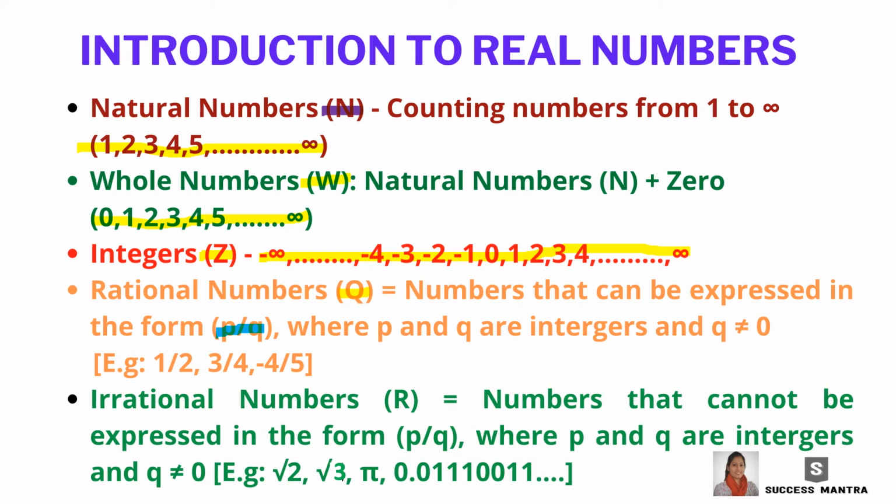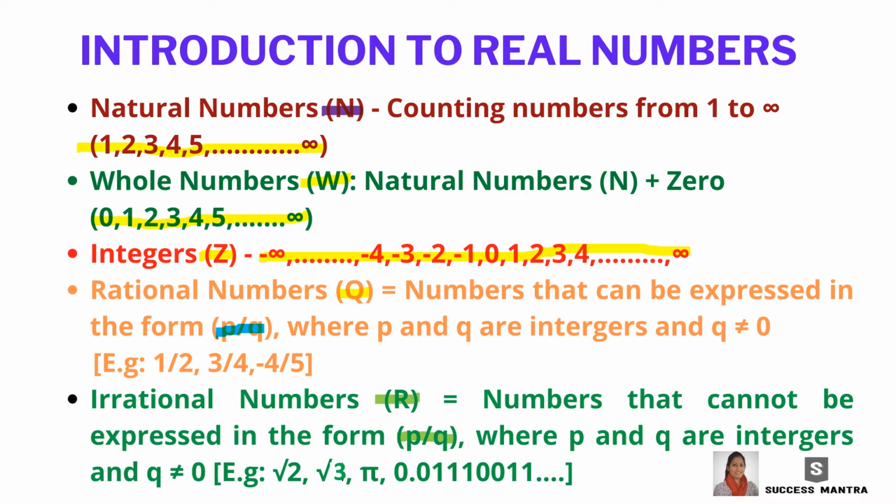Irrational numbers are represented by capital letter R, and irrational numbers are the numbers that cannot be expressed in the form of P by Q, where P and Q are integers and Q can never be 0. Examples of irrational numbers are root 2, root 3, pi, 0.011100111, and never stopping numbers.